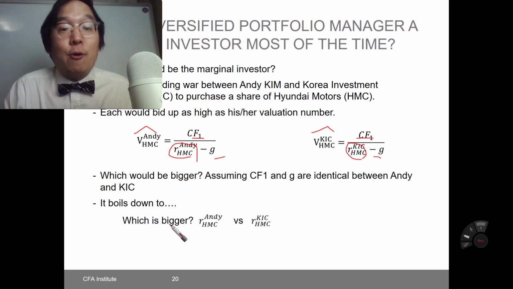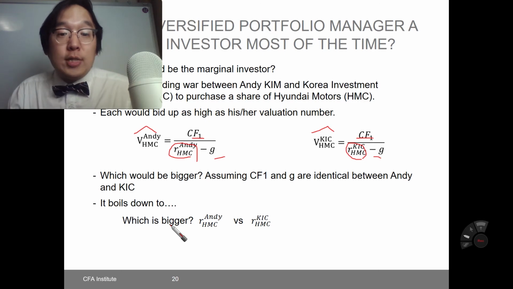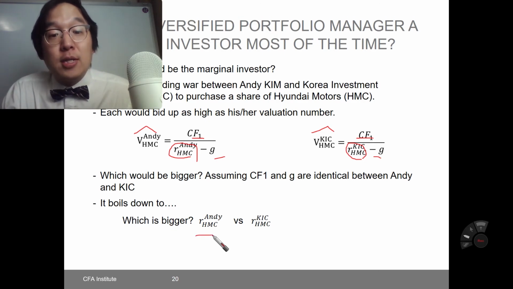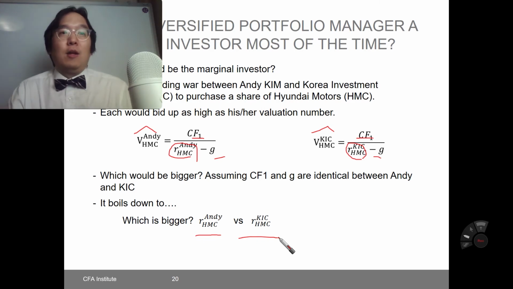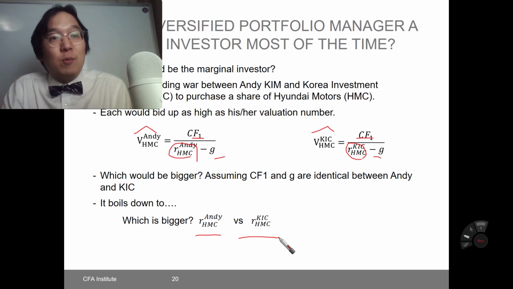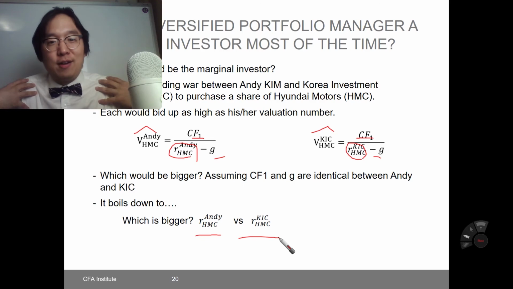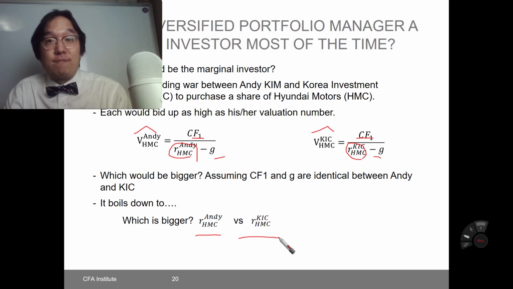It boils down to the question of which is bigger, the discount rate on Hyundai Motors by Andy or the discount rate on Hyundai Motors by KIC. Which one would be bigger? To which one would Hyundai Motor be more scary? Would it be scary to me or KIC? That is an important question.